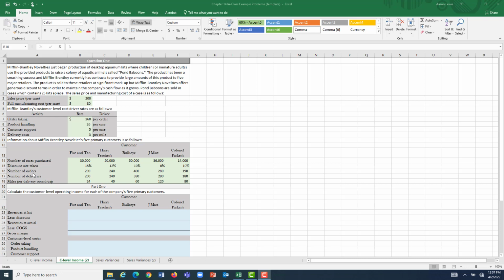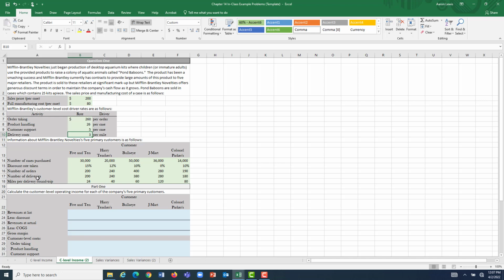The number of orders that they made, which, as you can see here, there's not a huge correlation between the number of orders and the number of cases. Some customers probably only make a few orders, and they order a massive amount of pond baboons in each order, while other customers make frequent, smaller orders. So if they're making frequent, smaller orders, we have to fill out more purchase order forms. We have to pay more order taking costs.